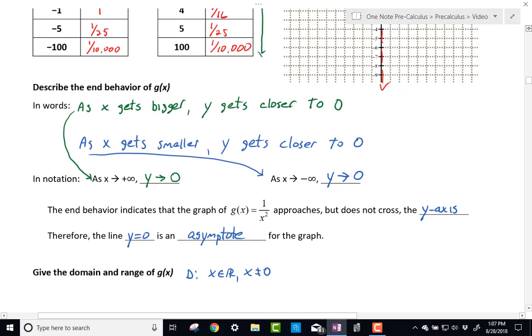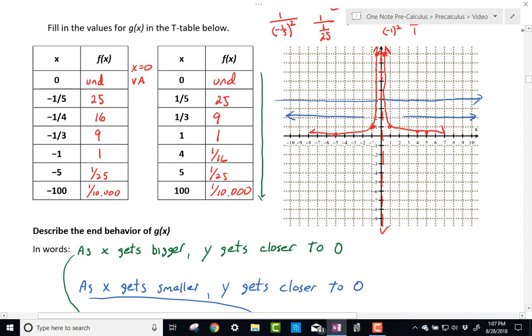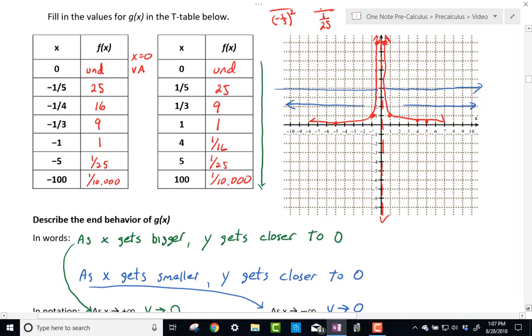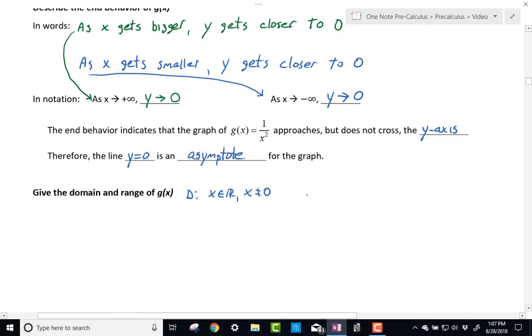Take a look at the range. My graph never goes below the x-axis. It's always above the x-axis. So this graph never even touches 0 at the bottom end, but then it goes up forever and ever. So we could say that the range is 0 to infinity, parenthesis not touching 0, parenthesis not touching infinity.